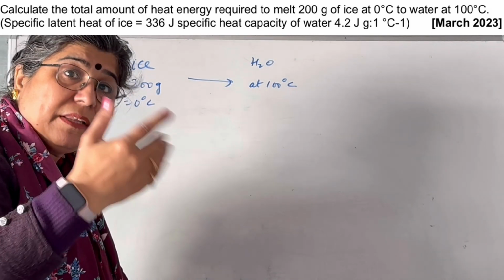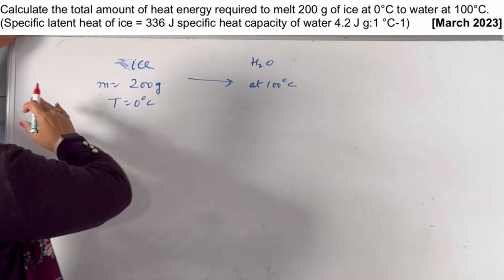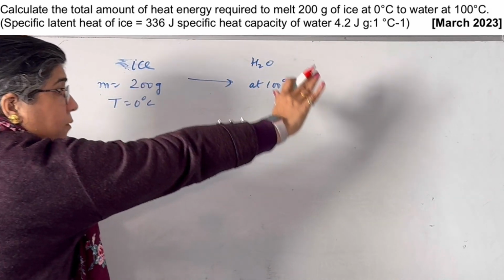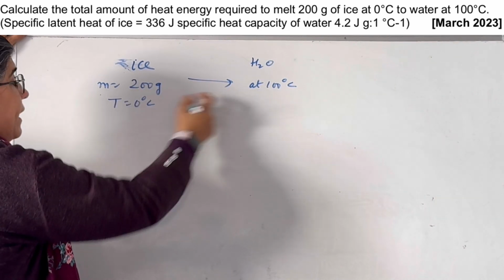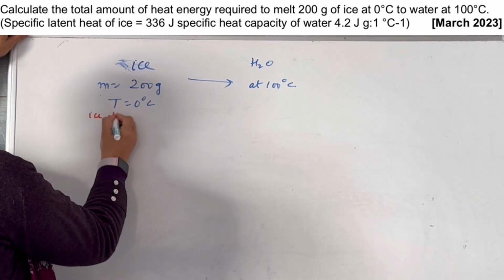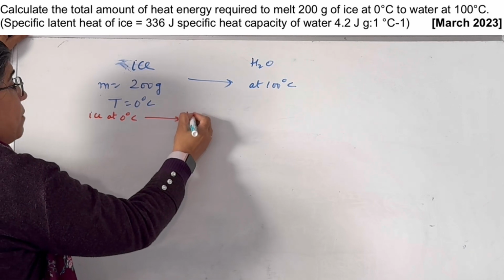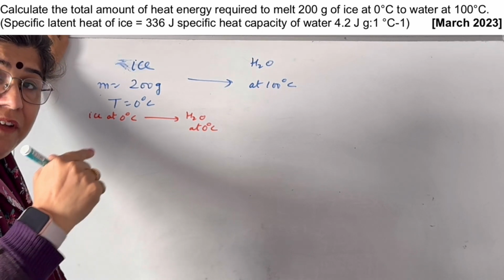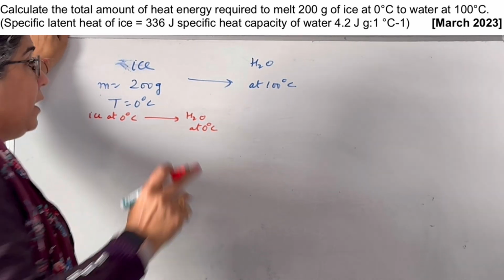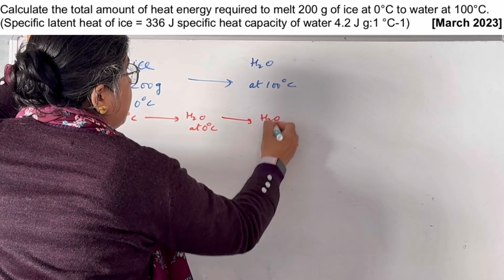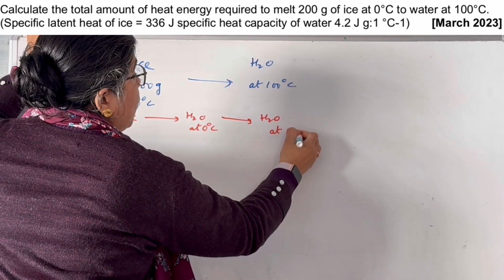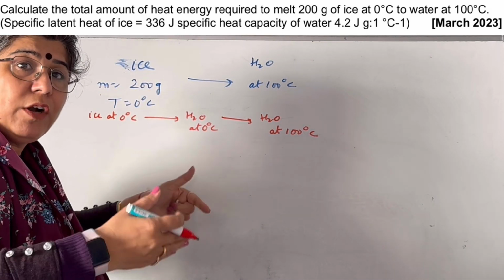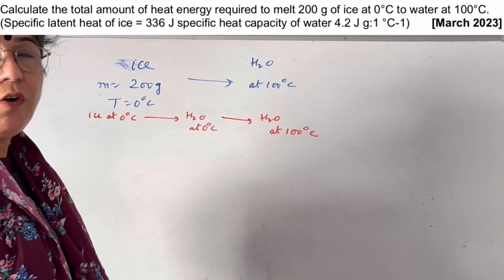You will have to remember the steps the ice is following. Make a flow chart. There is no mixture. It's just a single ice melting, becoming water at 100 degree. Not directly. Ice at 0 degree will first melt to become water at 0 degree. Then that water will heat up to water at 100 degree. So there are two steps: melting of ice to become water, and then water heating up to water at 100 degree.